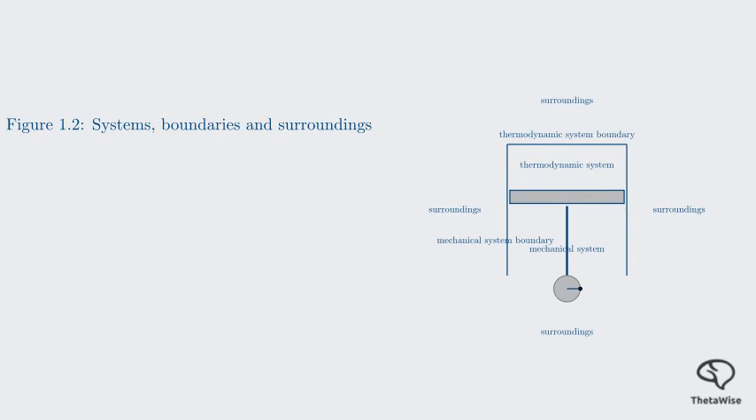Second, we have a mechanical system. This includes the piston, crankshaft, and connecting rod. For this system, mass does not cross the boundary. The solid parts remain. However, energy is transferred through mechanical work to turn the crankshaft. Both systems have their own boundaries and are surrounded by the engine block and the outside air, which serve as their surroundings.